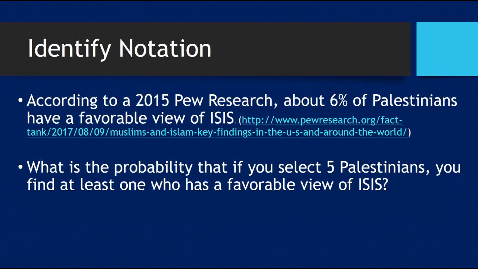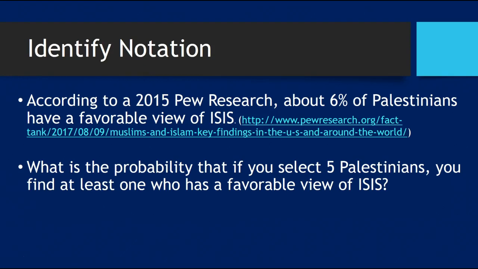Now, let's again identify this notation. Since we're selecting 5 Palestinians, that means that n is equal to 5. And because our probability of finding one who has a favorable view of ISIS is 6%, our probability of success is 0.06, or 6%. Whichever way you'd rather write that, as a percentage or a probability, is fine with me. On the test, 6% or 0.06 would be the same. So probability of success is 0.06. And probability of failure, therefore, is 94%, or 0.94.